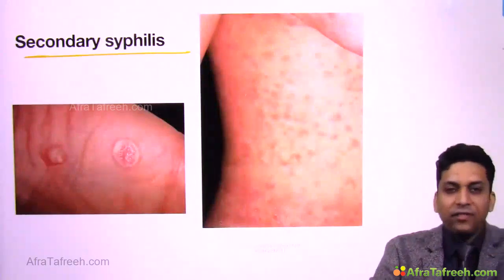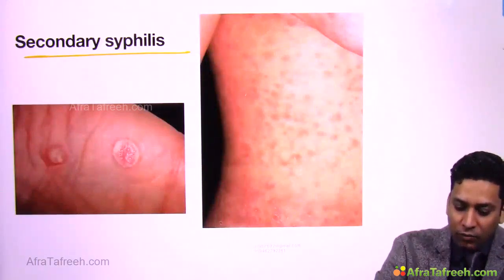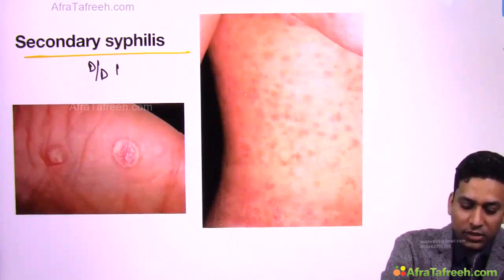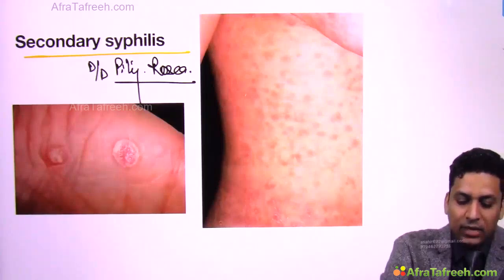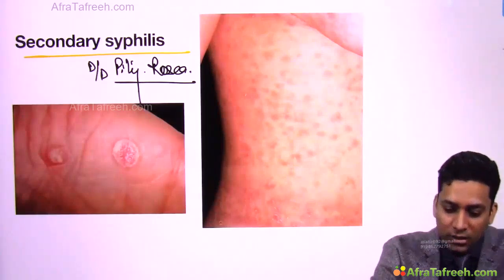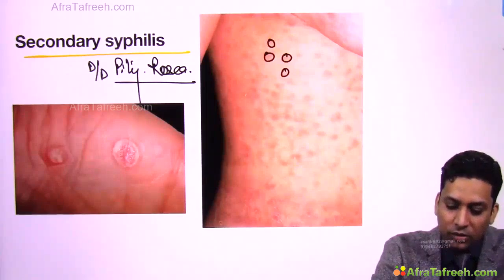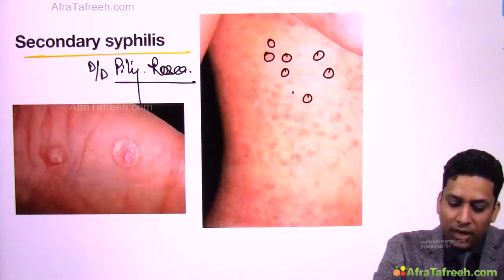Then secondary syphilis has various presentations, like I told you. One of the differential diagnoses for secondary syphilis is pityriasis rosea, because pityriasis rosea also presents with erythematous scaly lesions over the trunk. So you can see these erythematous scaly lesions over the trunk. So many times we get confused with pityriasis rosea.